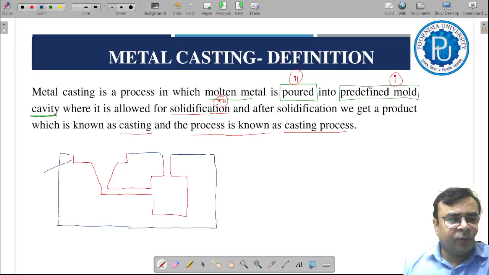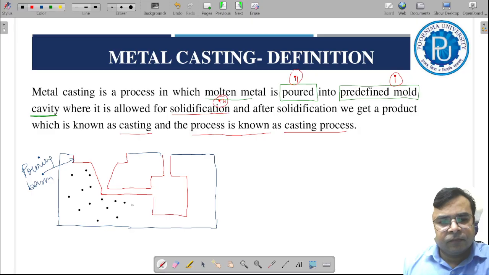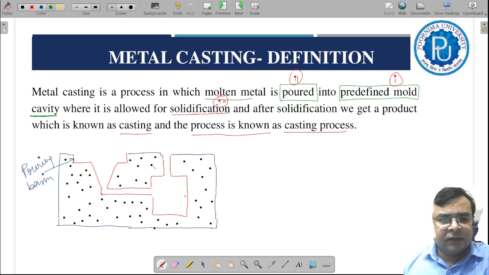You can say this is a pouring basin, and obviously around this we have sand, molding sand actually. In this molding sand we just make a cavity. This is called a mold cavity.